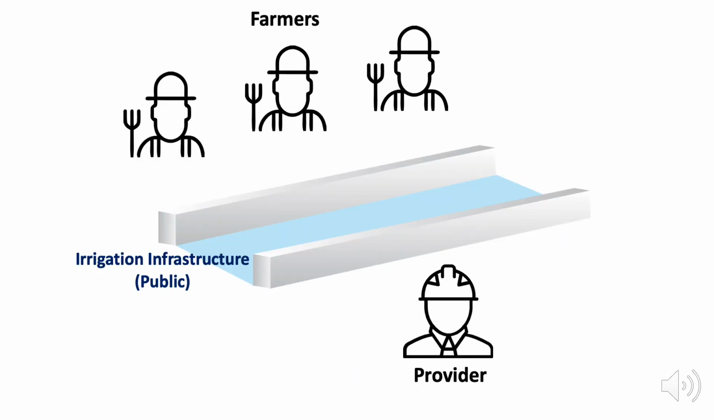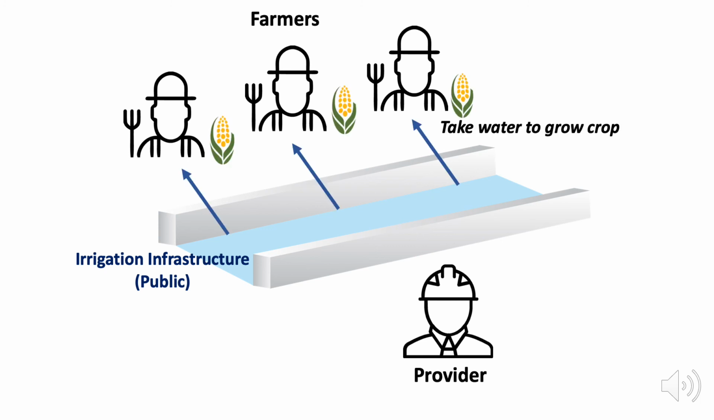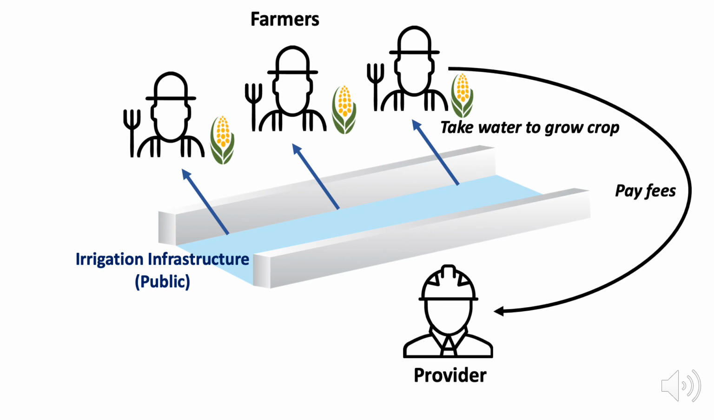The basic structure of the decision exercise is modeled after how key stakeholders interact in the use and maintenance of a public irrigation infrastructure. There are farmers who take water from a shared irrigation infrastructure to grow crops, which gives them their earning. To use the irrigation infrastructure, farmers need to pay fees to a provider who is in charge of maintaining the irrigation infrastructure. Also, farmers can hold the payment and keep the fees as their earning.